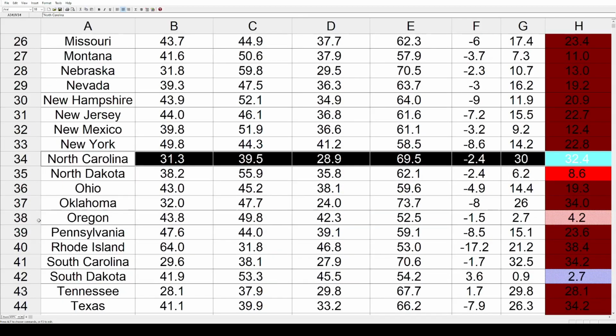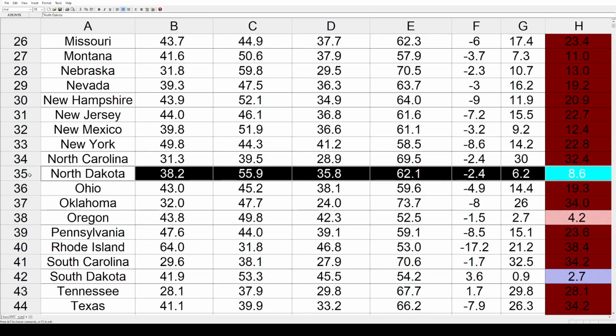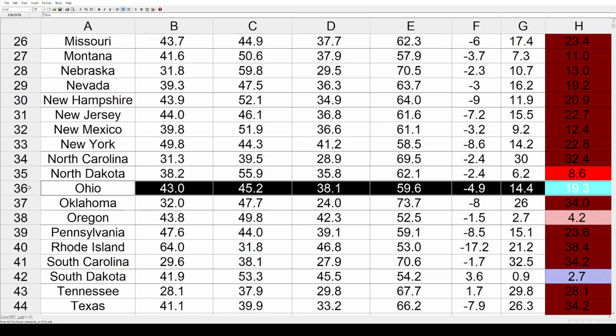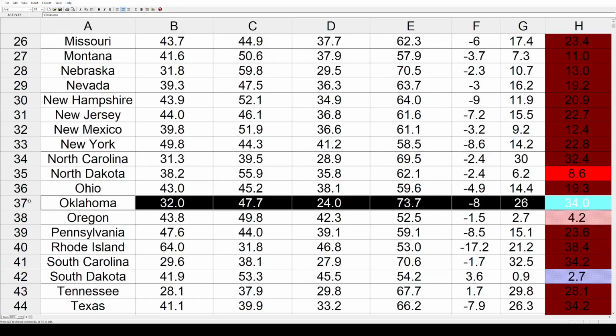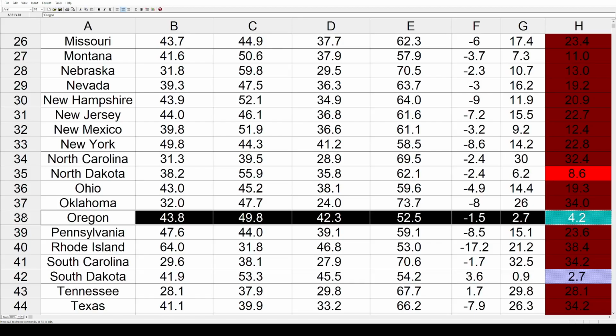North Carolina, that lurched over 30 points, 32.4% toward the Republicans. North Dakota, they dialed it back a little bit, only 8.6% toward the Republicans. Ohio got redder by 19.3%. Oklahoma, redder still by 34%. Oregon had the smallest shift toward the Republicans by 4.2%.